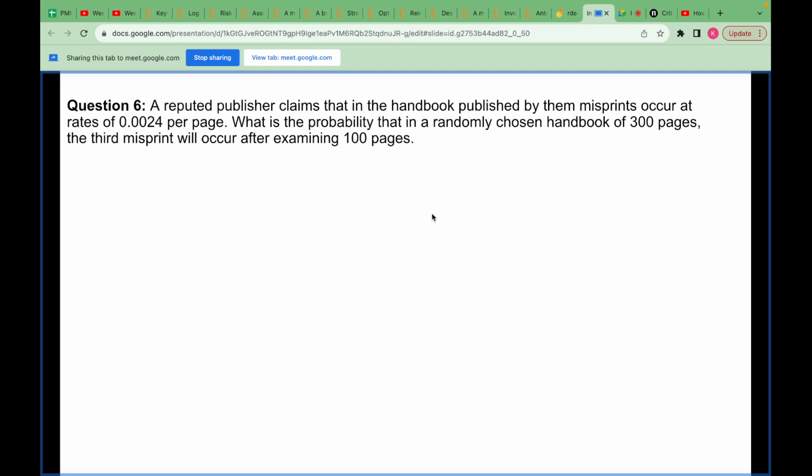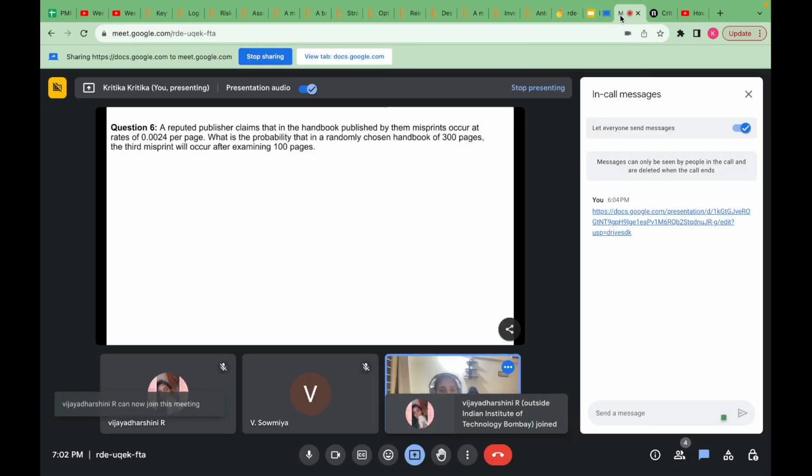A reputed publisher claims that in the handbook published by them, misprints occur at the rate of 0.0024 per page. That is, the probability that a misprint is on one page is 0.0024.